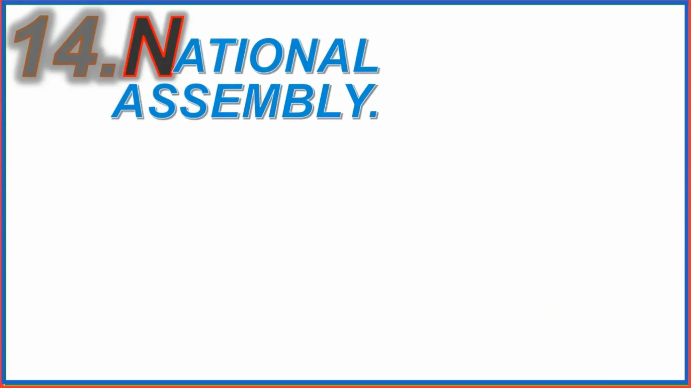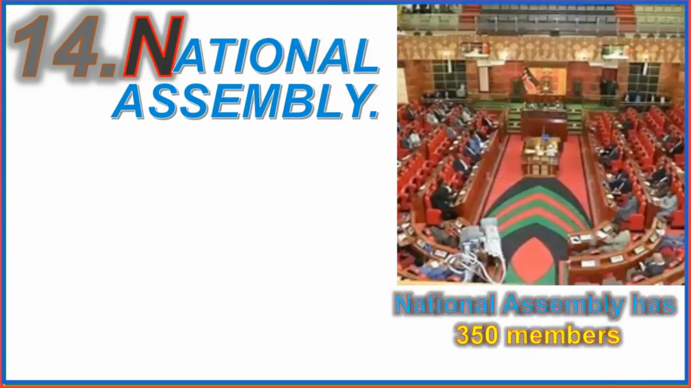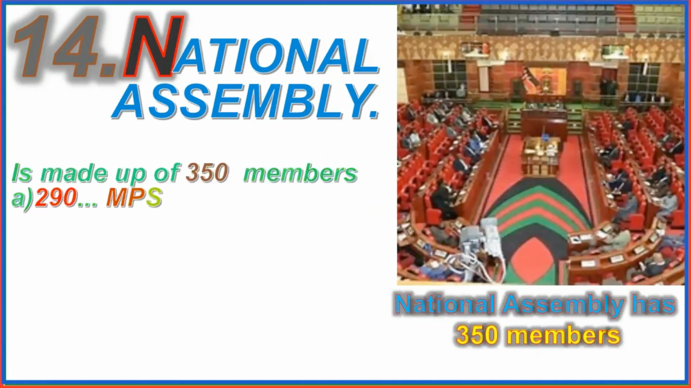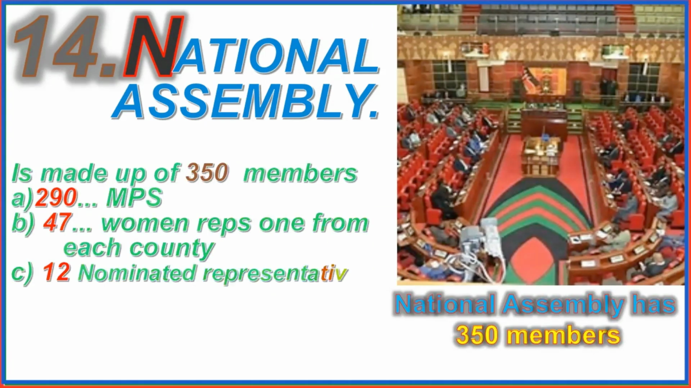Then we go to number 14. N for National Assembly, led by the Speaker. The National Assembly is made up of 350 members: 290 MPs, 47 women reps, one from each county, and then 12 nominated representatives and one speaker. The speaker is the head, the leader. He chairs the National Assembly.